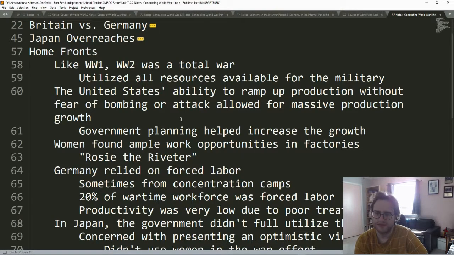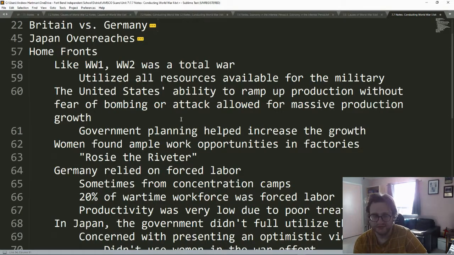And so, in fact, you see the American government launch a propaganda campaign around Rosie the Riveter, about strong women participating in the workforce to help out the country, right? I'm doing my part, I believe, or something like that. Germany, on the other hand, relied on forced labor from the countries they captured.